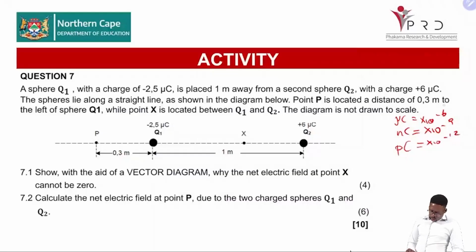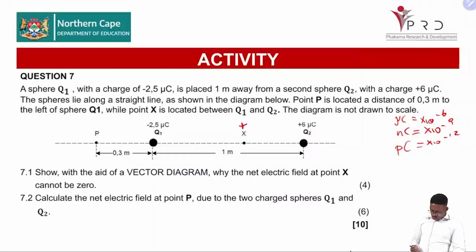The distance of 0,3 meters to the left of sphere 1, while point X, at this charge, it is positive, is located between Q1 and Q2. Show with the aid of a vector diagram why the net electric field at X cannot be 0.